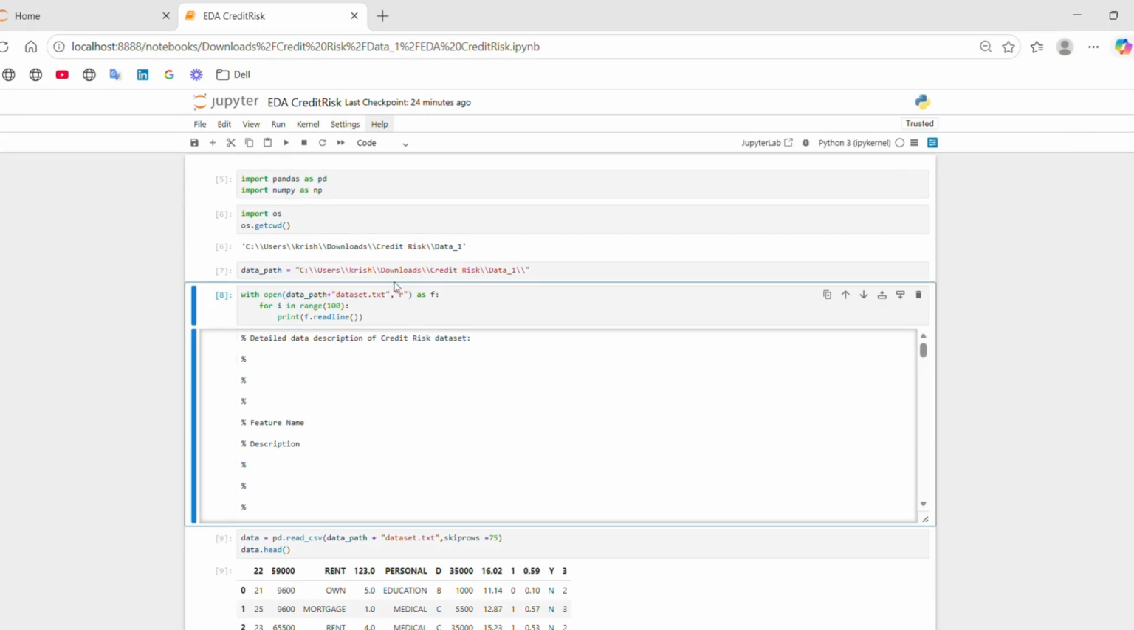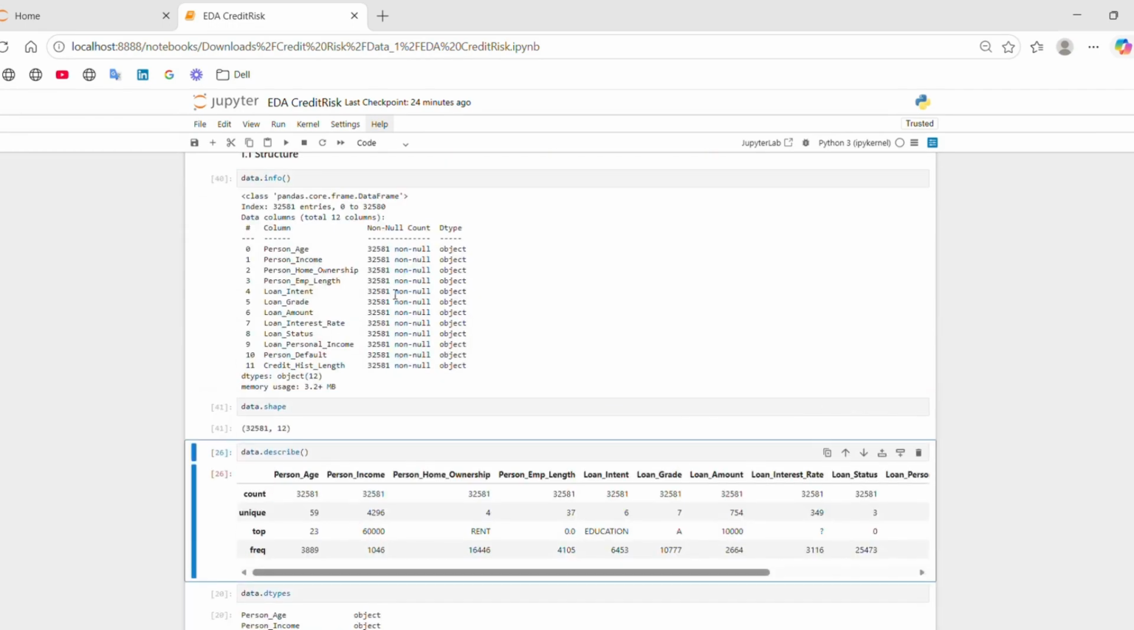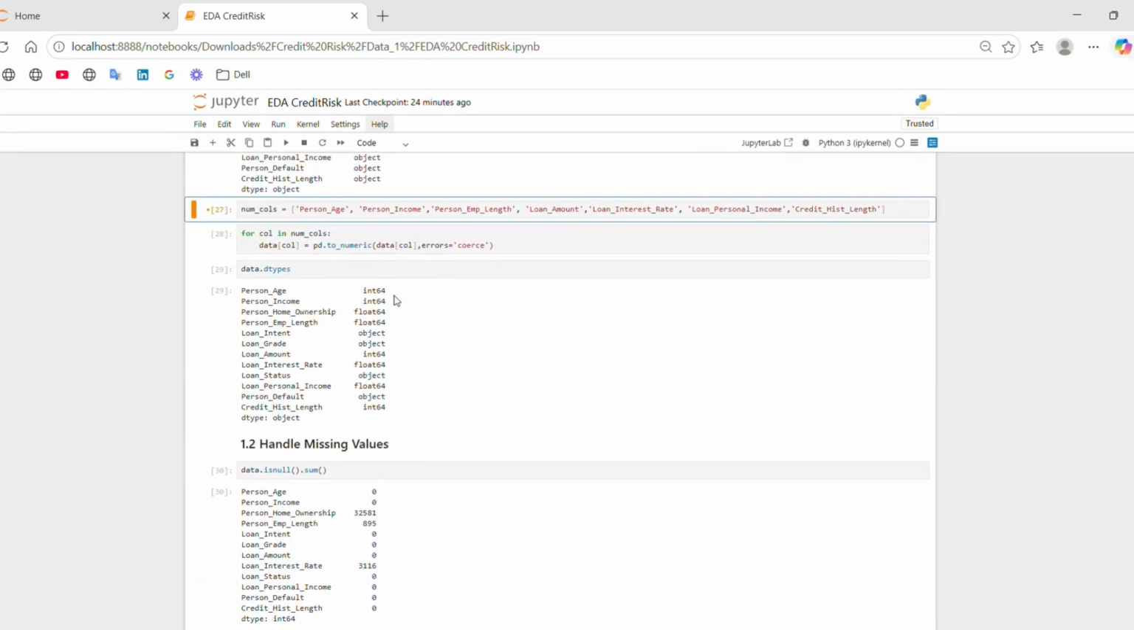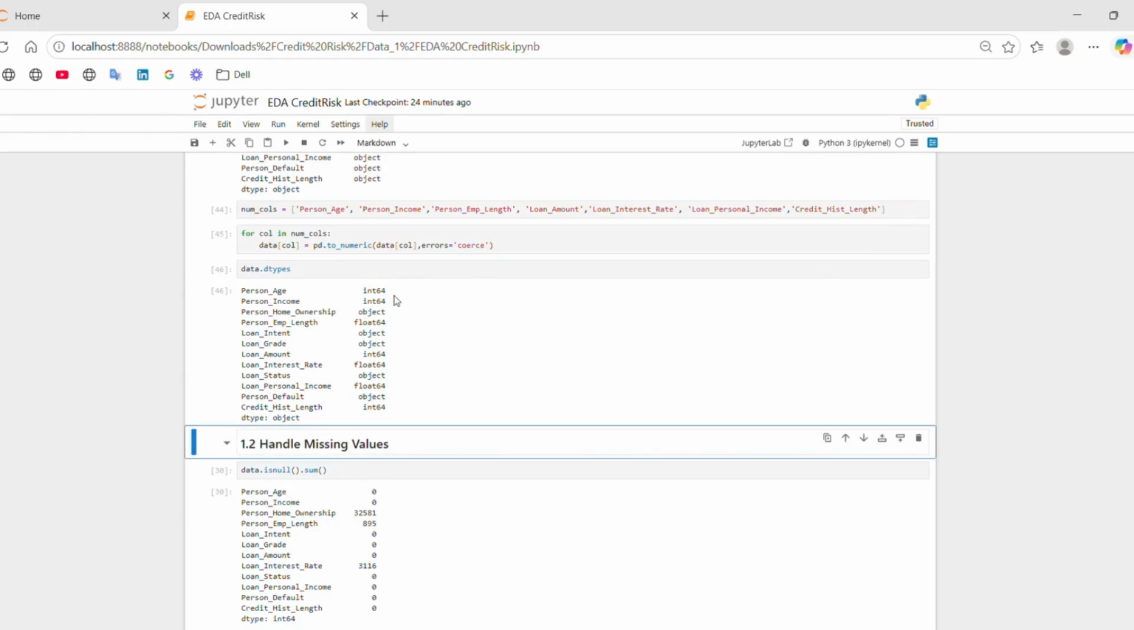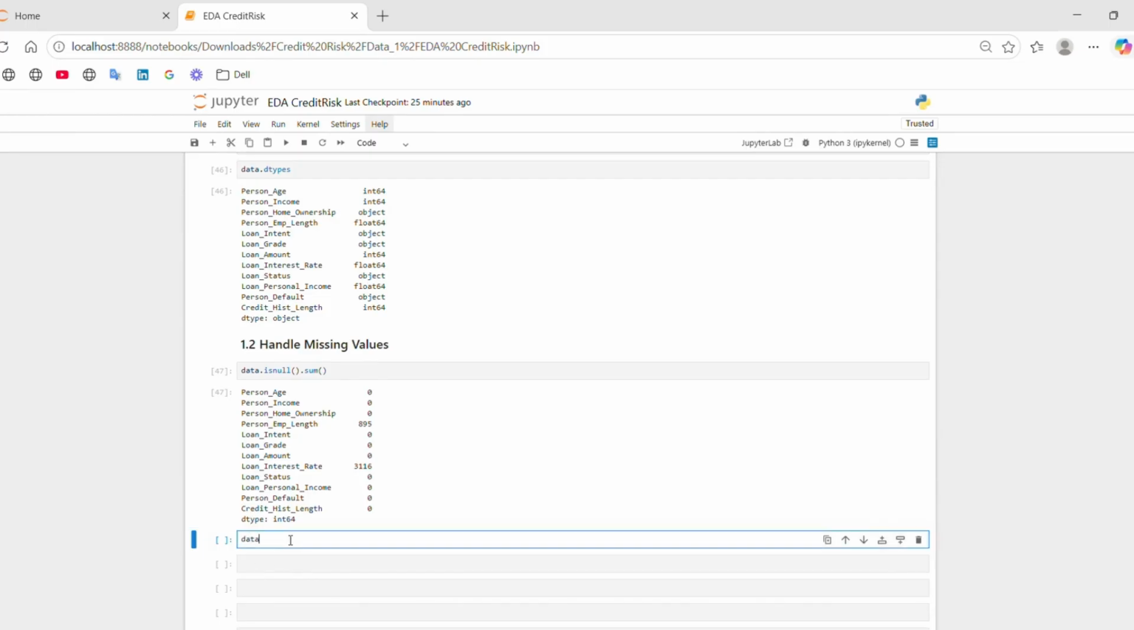Okay, let me run the data once again. Yes, home ownership has become object. So home ownership has no null values, and employment length and interest rate have a few missing values. Your way of imputing can be by mean or median or so. What I am doing right now is the imputation in the numerical columns through median.